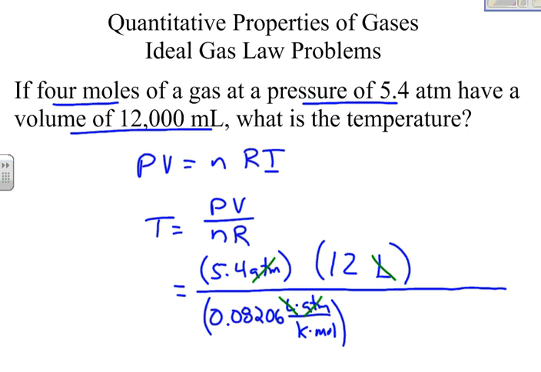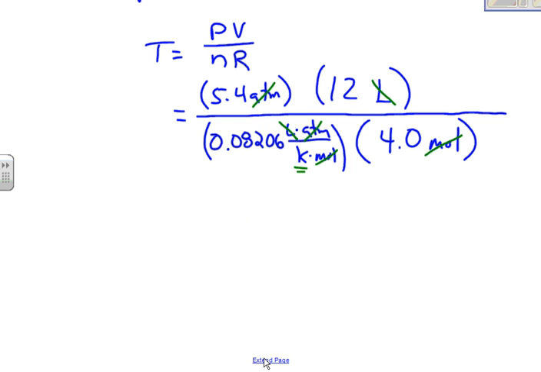On the bottom we have R, which is already there, and n, the number of moles, and we have 4 moles. We're not going to worry too much about significant figures in this one, just to make sure we get our process down right. The moles are going to cancel out there. So our only unit that's left from our constant is K, which is what we want for our temperature. So we're going to get our calculator out and figure out the answer.